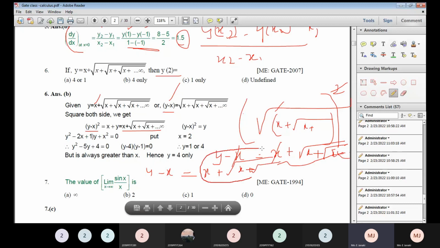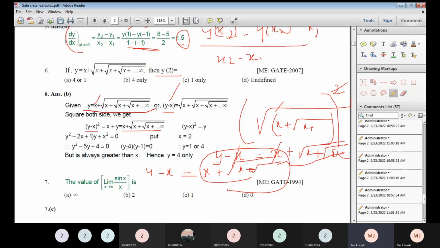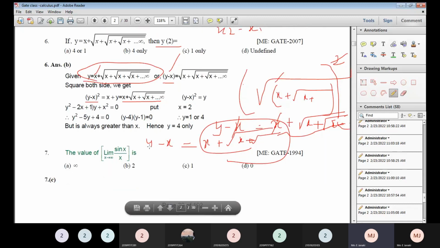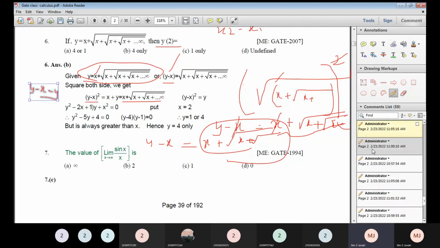Now this is clearly the given problem, no? x plus square root of x plus, etc. This is your given problem. This is taken as y. So now I am taking this y minus x is equal to the square root of y. So clearly this is y minus x is equal to root y.